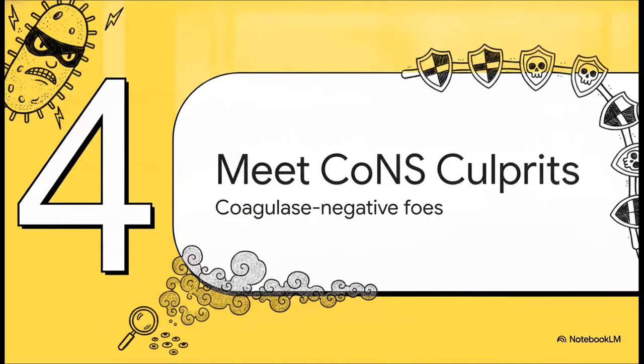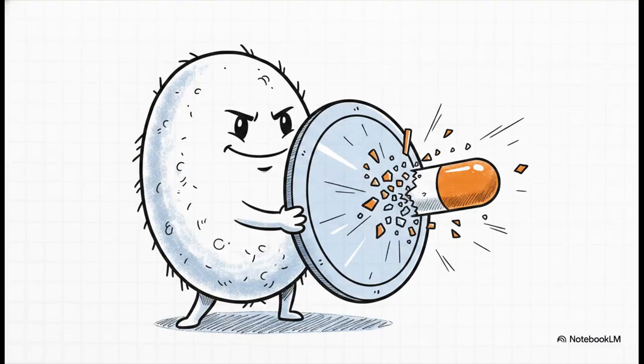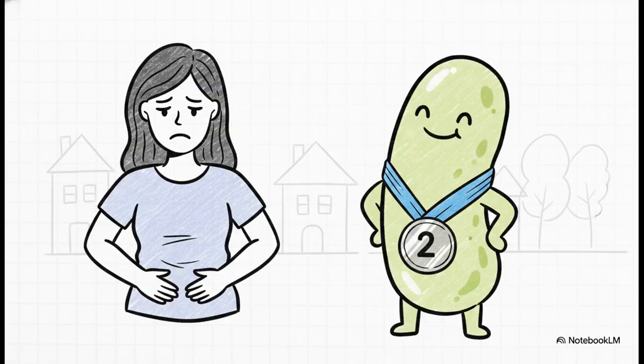And finally, Section 4. Let's actually meet the CoNS culprits. Guys, I want you to burn this massive, unmissable buzzword into your visual memory right now. Novobiocin resistant. If you're reading a clinical scenario about a coagulase-negative staph, and they drop the phrase novobiocin resistant, the diagnosis is already made. Stop reading. It can literally only be one bug. And that bug is Staphylococcus saprophyticus.